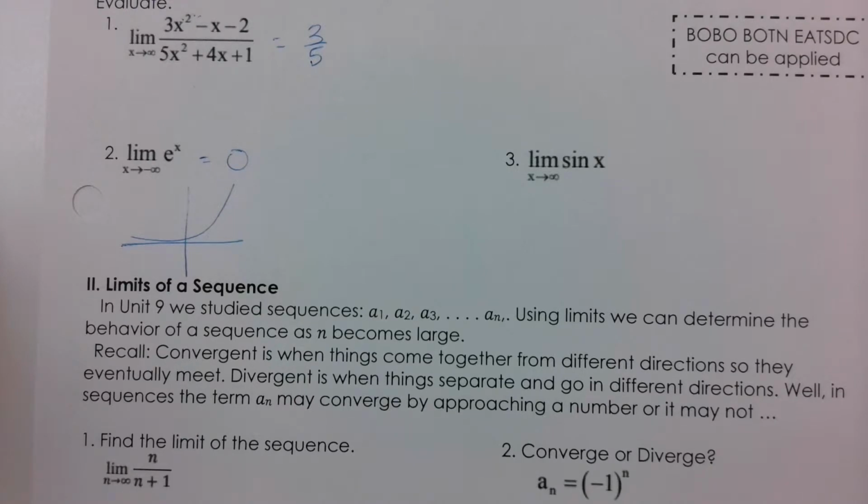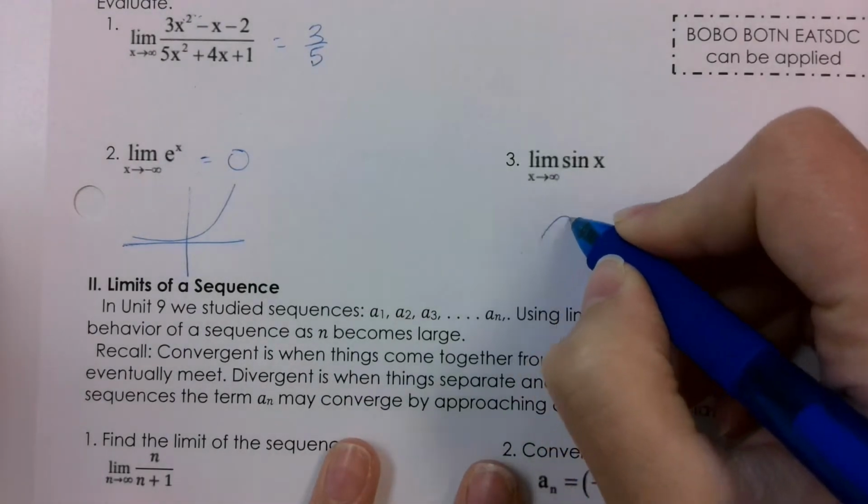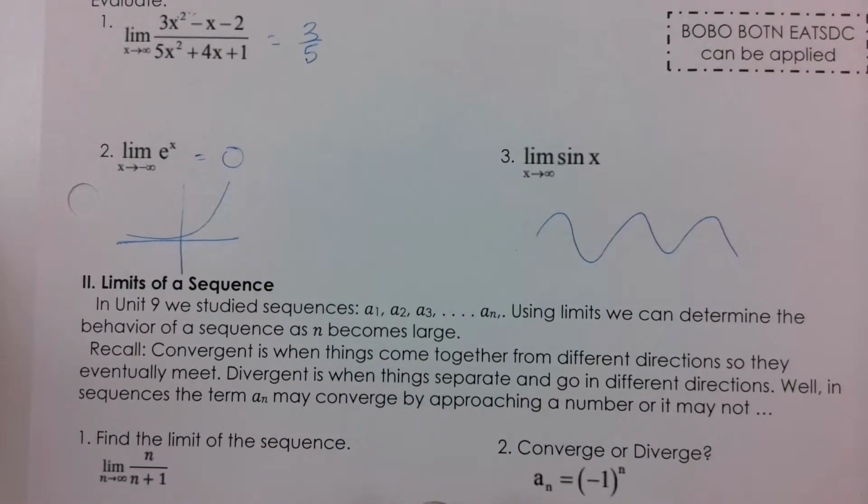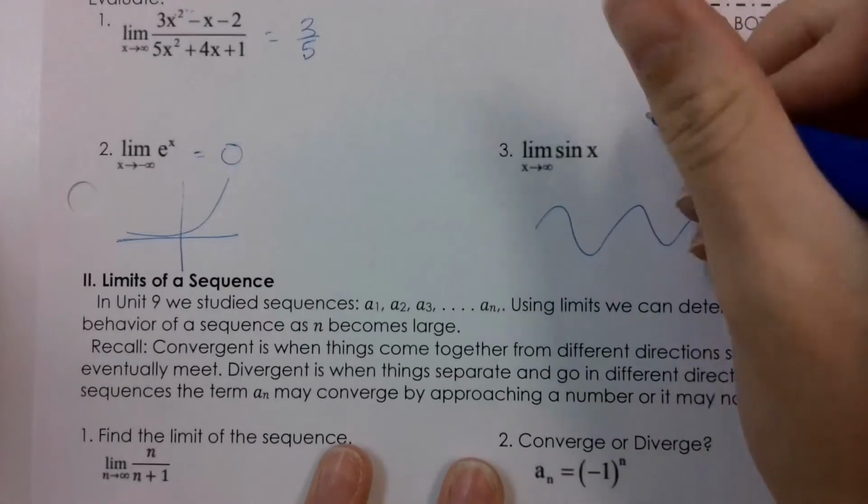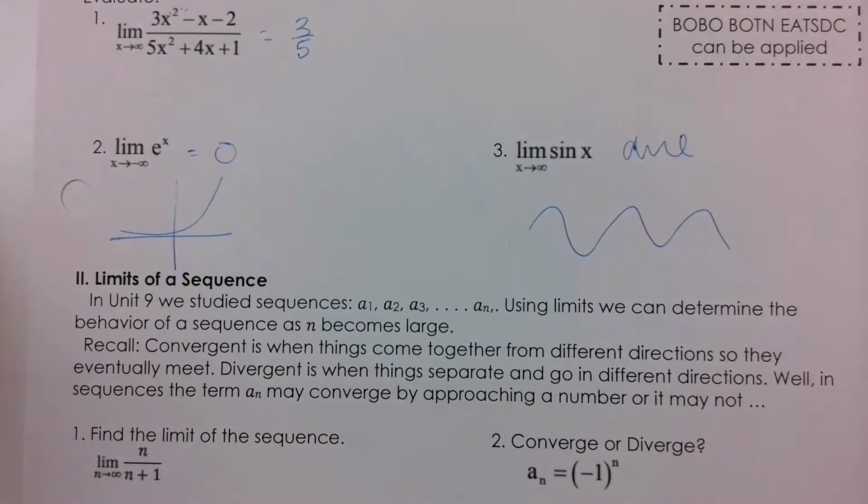Alright, so for the next one, we've got the limit as x approaches infinity of sine of x. So again, you gotta know what that graph looks like. So what does your sine graph look like? Right? It just oscillates. And do y'all remember what we say when you have a graph that oscillates? What about our limit? DNE. Is that alright? Questions?